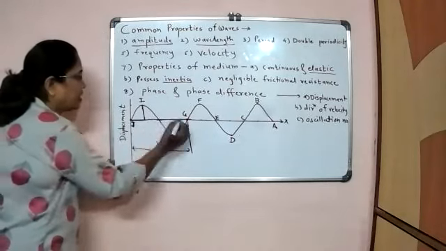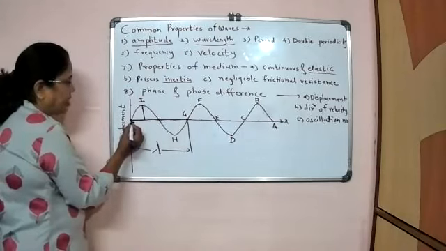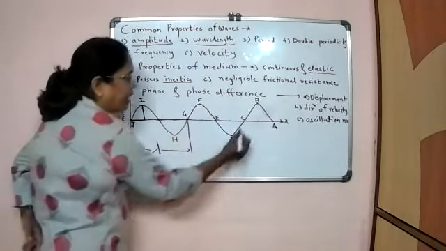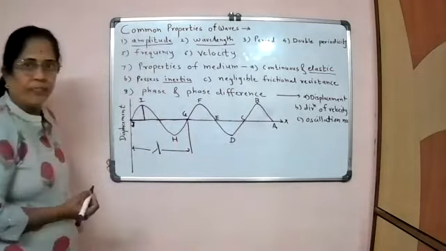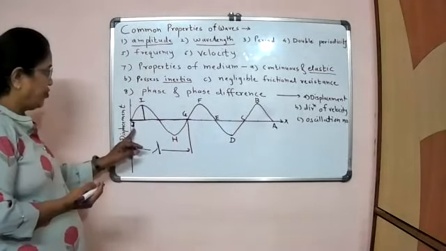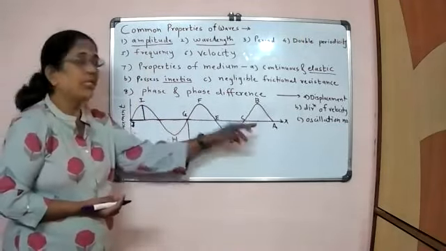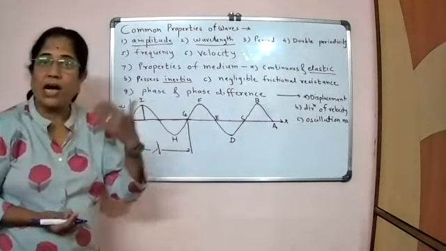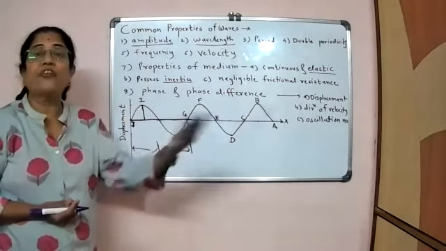So again see, particle J, particle G, and particle C. These three particles, J, G, C, are in the same state of oscillation.